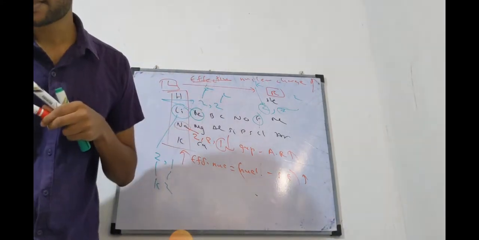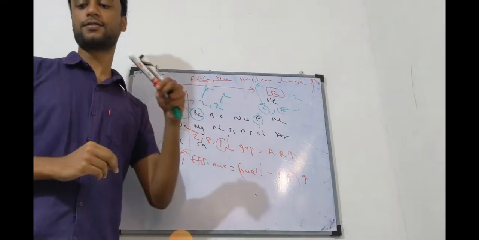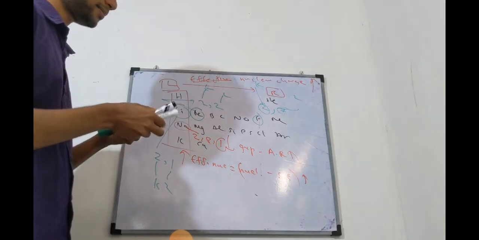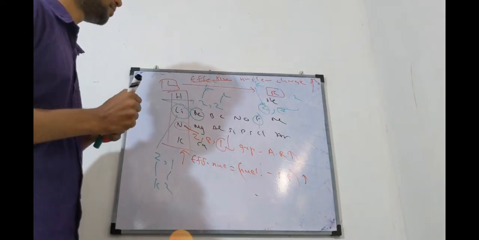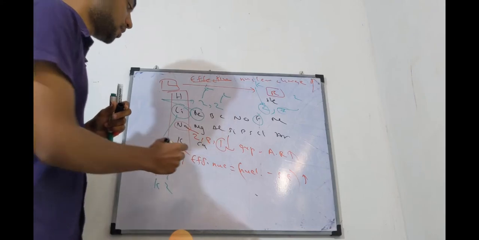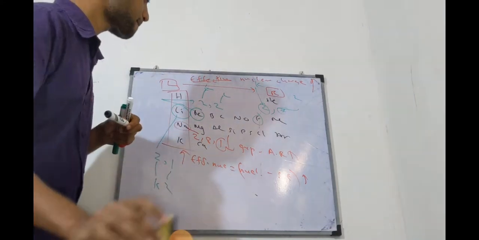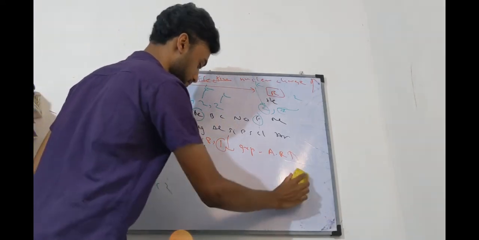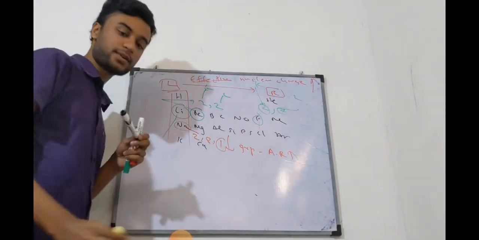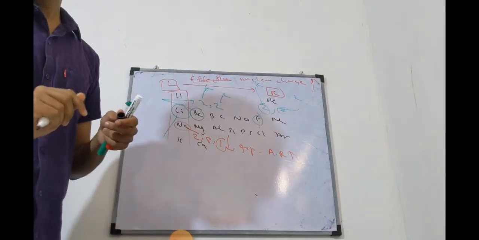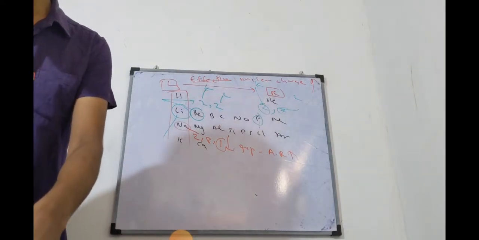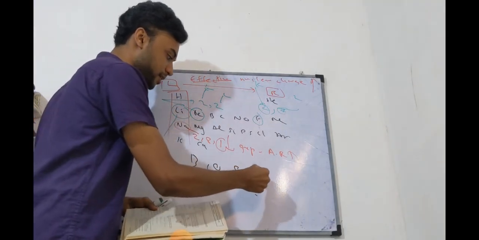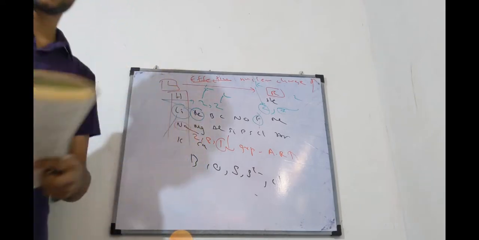Now they're asking you to compare boron, oxygen, sulfur, sulfide ion, and chlorine. How can you compare this? I'll erase this part. Some very interesting parts are here. So we have boron, oxygen, sulfur, sulfide ion, and chlorine. How can we compare this?